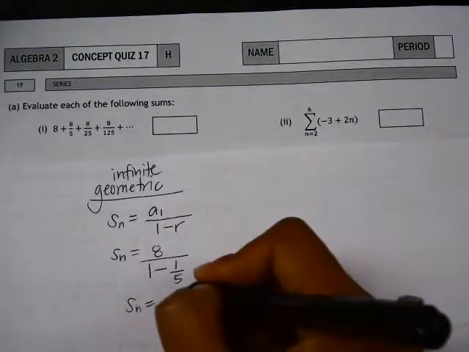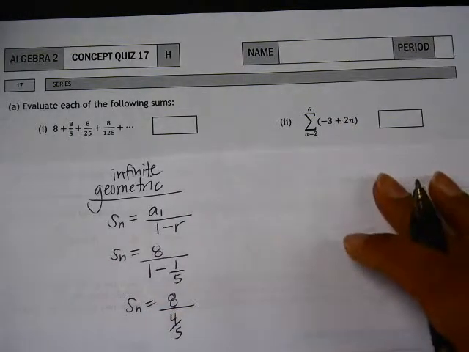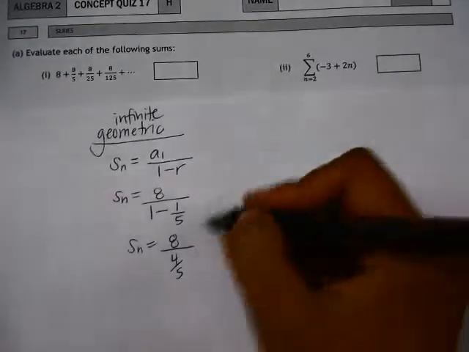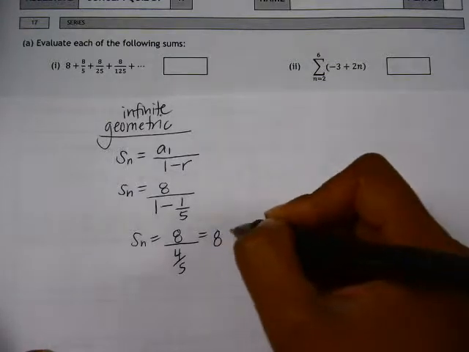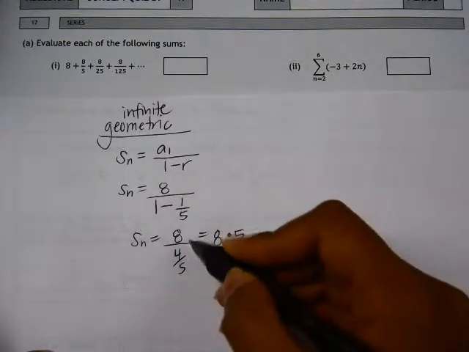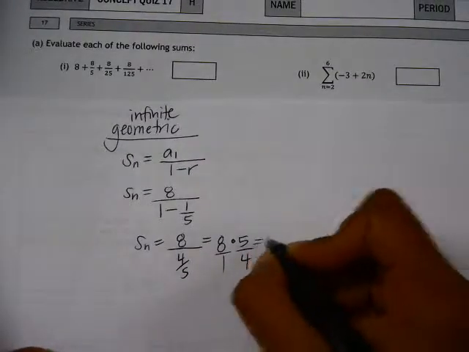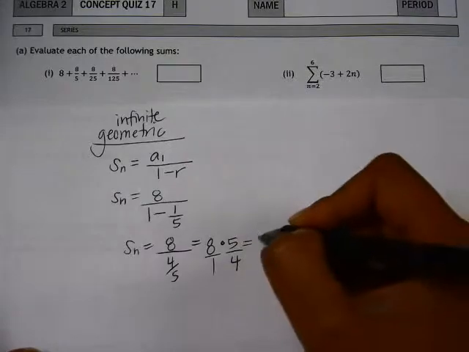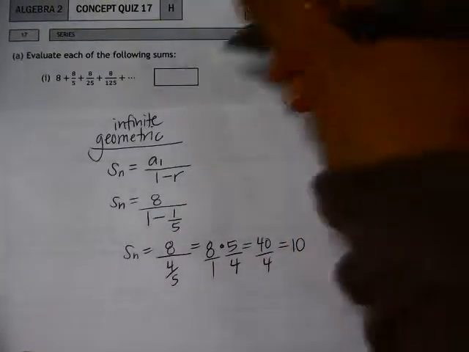So then that's 8 divided by 4/5. And then remember, when you're dividing by a fraction, we can change that to multiplication of the reciprocal. So 8 divided by 4/5 is the same as 8 times 5/4. So multiplying across here, we get 40 divided by 4, which is 10.